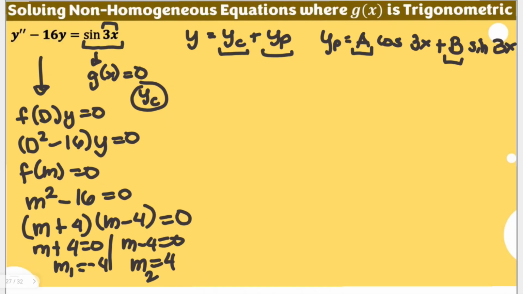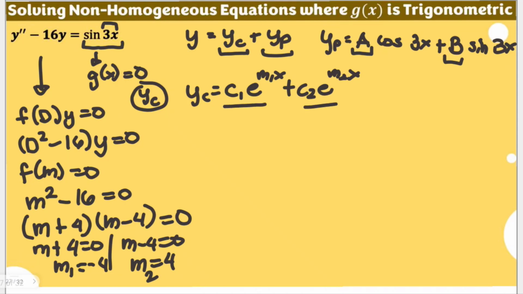The form that we are going to follow here for our y sub c is in this manner: c sub 1 e to the power of m sub 1 x plus c sub 2 e to the power of m sub 2 x. We only have two terms because we only have two distinct roots here. So we simply plug in the values, considering c sub 1 and c sub 2 as arbitrary constants. We will have here our y sub c is c sub 1 e to the power of your first root, minus 4x, plus c sub 2 e to the power of your second root, 4 times x.